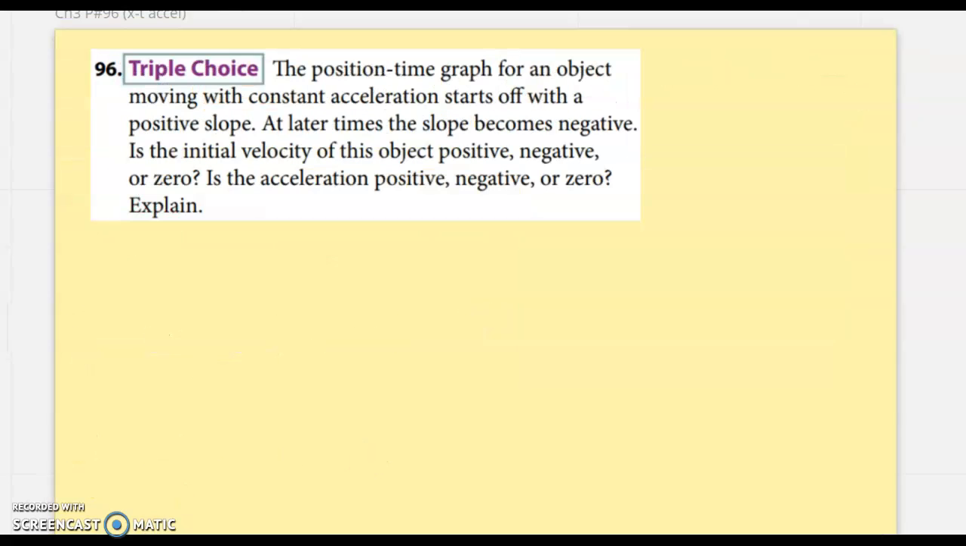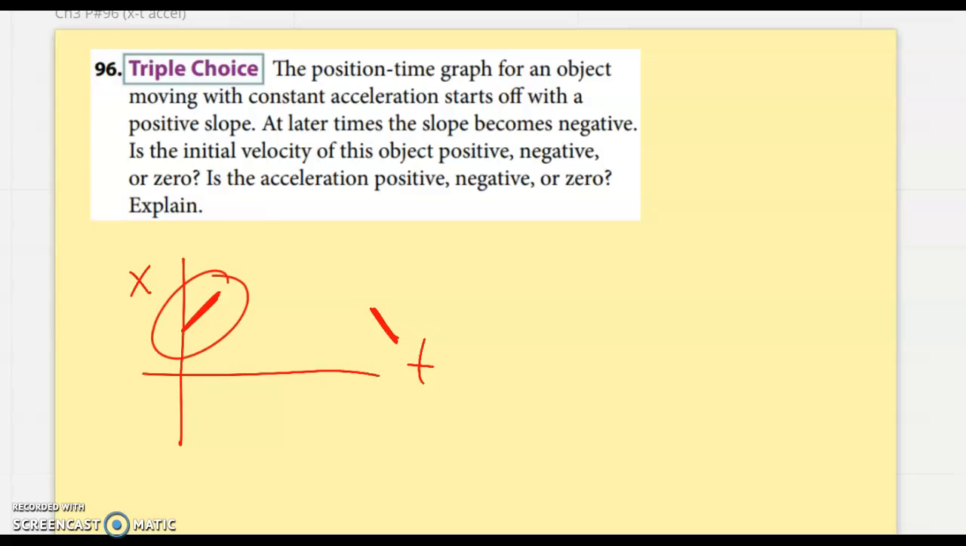And then on number 96, it talks about the position versus time graph of an object with constant acceleration. It says it starts off with positive slope. I don't really know where to put that. Maybe I'll just go right here, positive slope. And then later, the slope becomes negative. So I don't know where to put that either. Maybe I'll just go there like that. The slope is negative. Is the acceleration positive, negative, or 0? Is the initial velocity positive, negative, or 0?